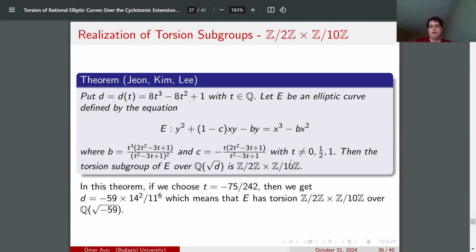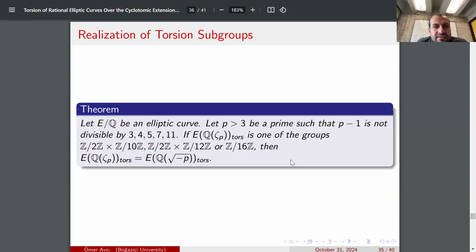For example, so again, let's look at mod 2 times mod 10. So these remaining 3 groups. Can you go back to the statement, Omer? Sorry. Yes. Okay, thank you, got it. I actually missed the word. So it should be one of the groups from Mazur's theorem or these 3. So there's a word missing actually.